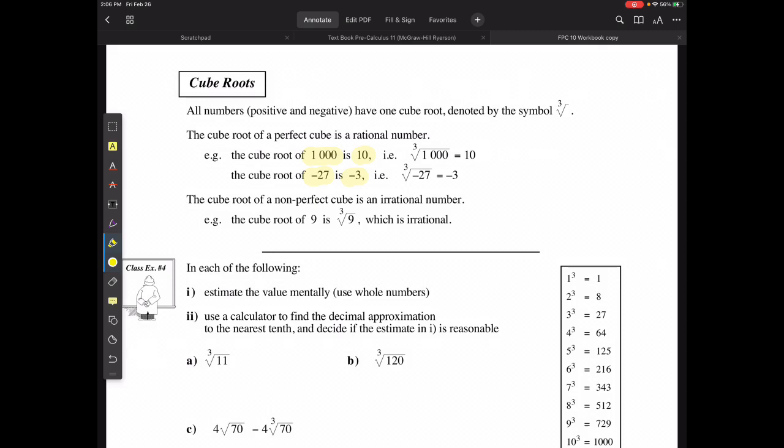In fact, any odd root, so a cube root, a fifth root, a seventh root, you can always make it negative. Any even root, square root, fourth root, sixth root, it's not possible.